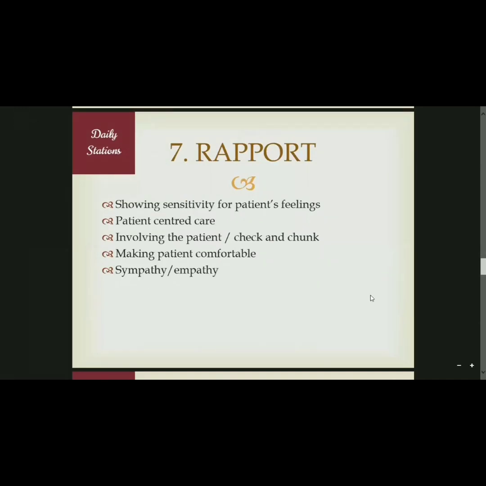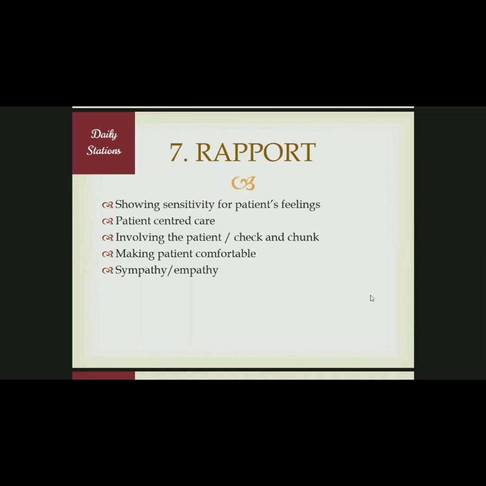The repo is, you have to show sensitivity for the patient's feelings. And are you sounding patient centered or not? Are you involving the patient? There's a check and chunk technique, like you say a few things and you check if they are getting you or not. Like, does that all make sense? Am I making sense to you, Mr. X? Are you following me? Okay, so just make sure that they are with you, you both are on the same page. It's very, very important. And just showing some sympathy, and just making the patient comfortable.